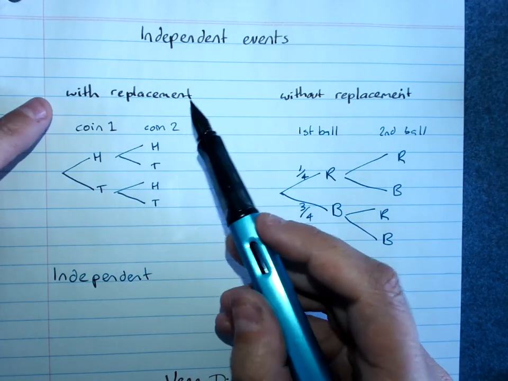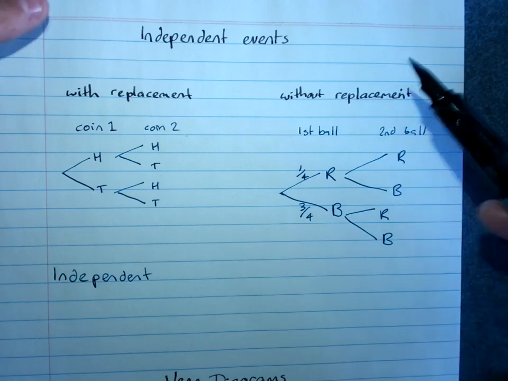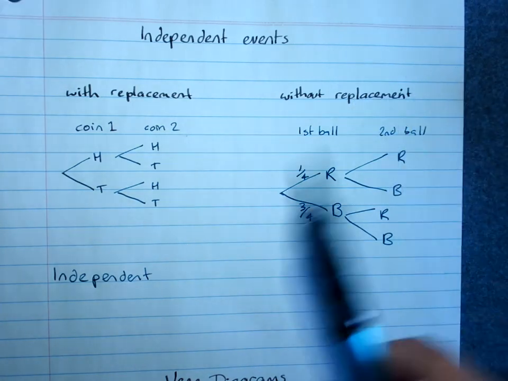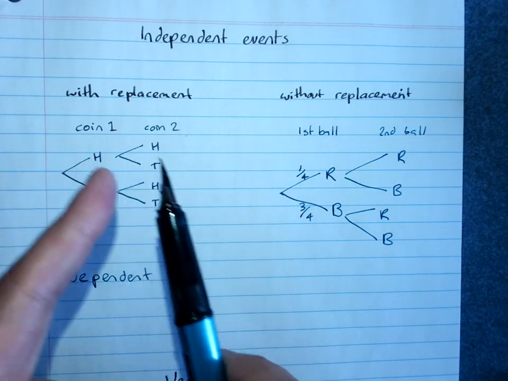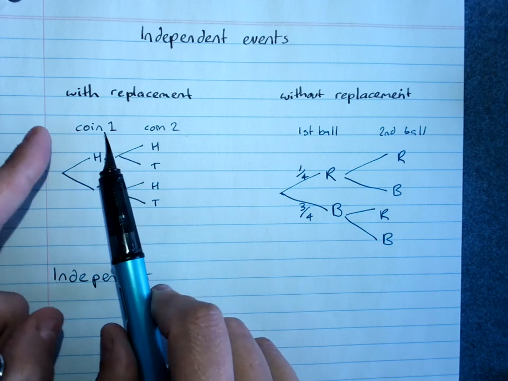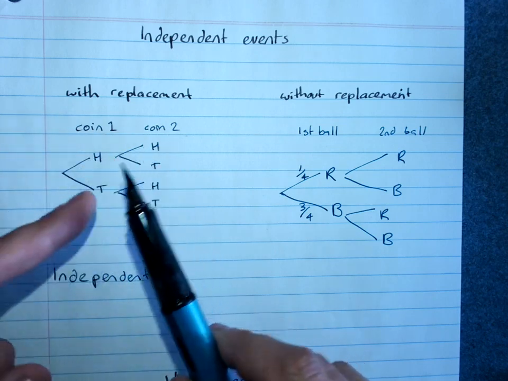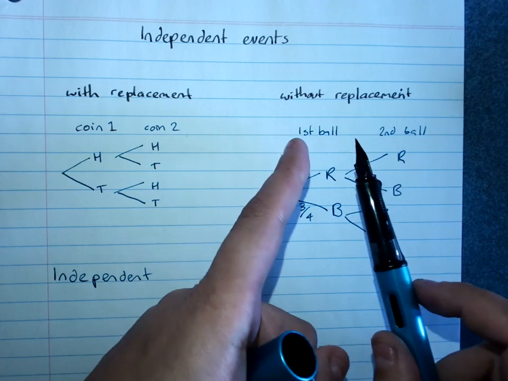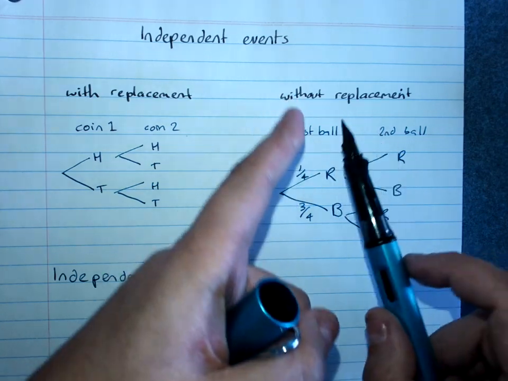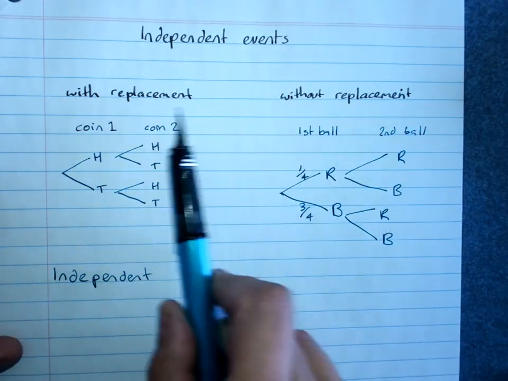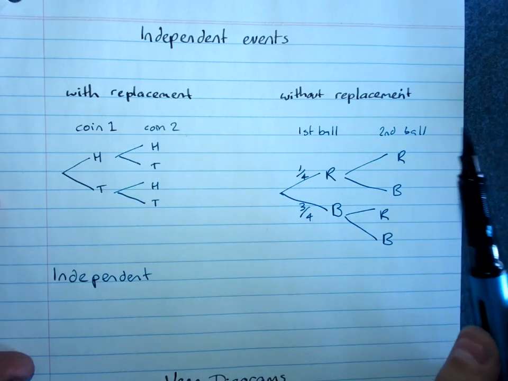So this can actually happen in two ways. We can be looking at two events in two ways. One is, of course, that we've got two separate experiments. Toss coin 1, toss coin 2. Draw a ball out of a bag, the first one, then draw the second one. And of course these can be with or without replacement.